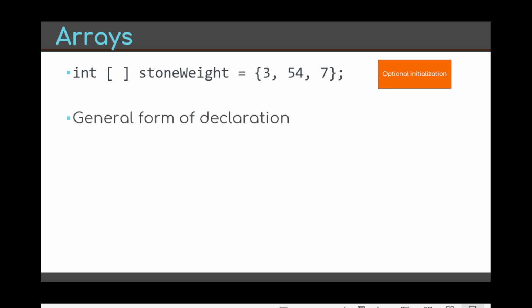The general form for declaring arrays looks like this. So you have the type, so float, color, string, doubles. And then you have the square brackets with nothing in it. That's to say, hey, this is an array. Not just one, but an array of many. Then you give it a variable name, just like before.